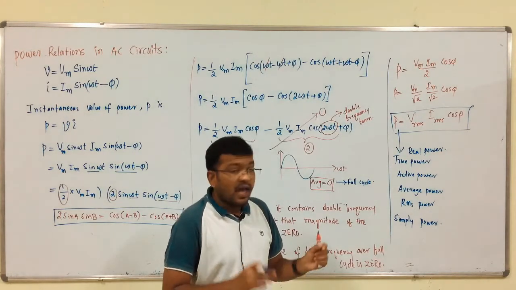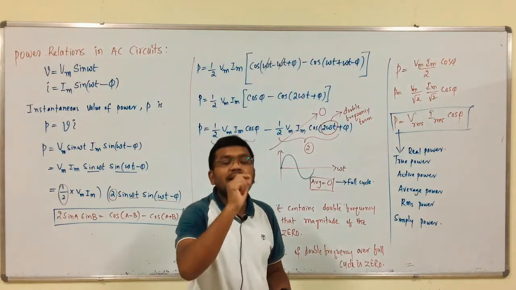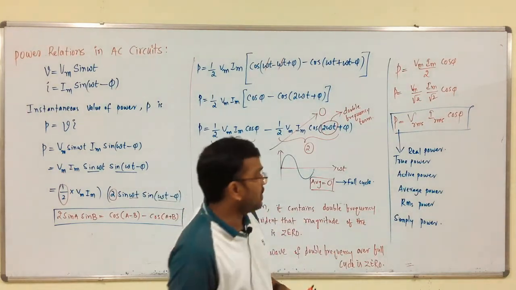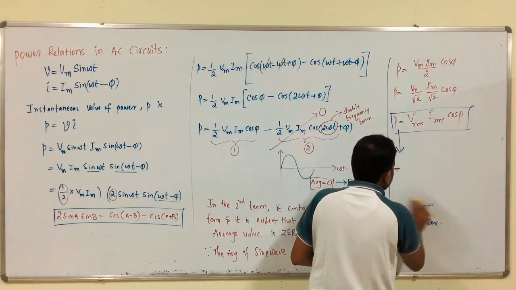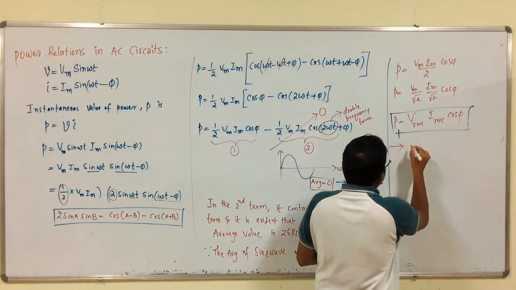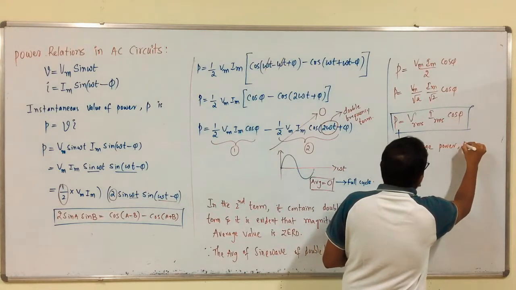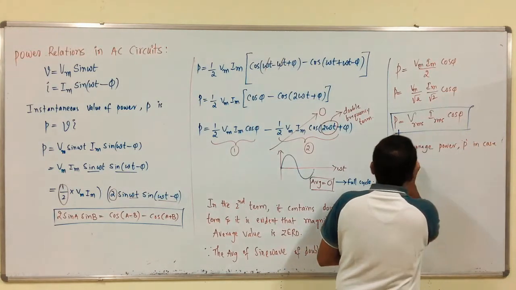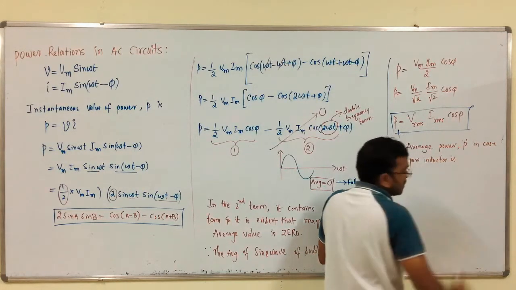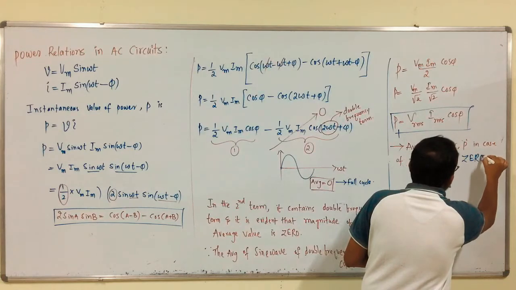Now, what is the average power, or true power, or active power, or real power in case of pure inductor and pure capacitor? Tell me. The average power P in case of pure inductor is what? 0. Why is it 0?